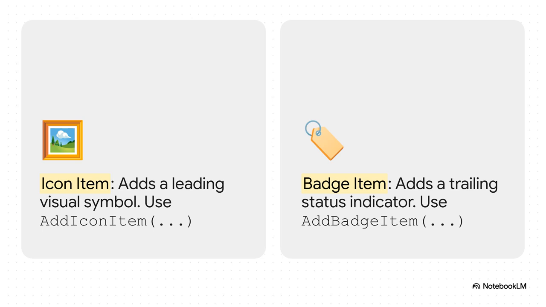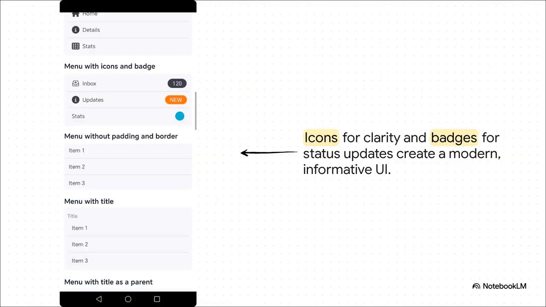You've got your icon, which is that little symbol at the beginning that helps with quick recognition. Then you've got the badge, which comes after the text and is perfect for things like counts or a status update. And as you can see, the code to add them is super straightforward. And this is what it looks like when it all comes together. How cool is that? Look at Inbox with the notification count, or Updates, screaming new with that little badge. It just grabs your attention and tells you what's important without you having to click on anything.